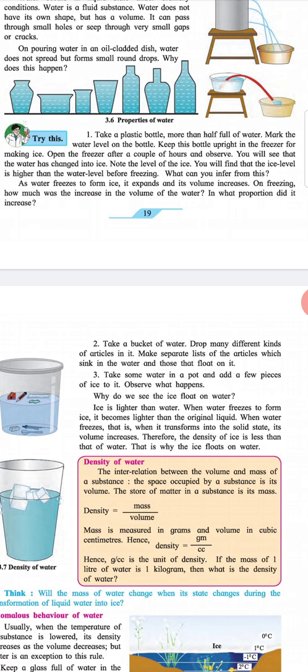What can you infer from this? As the water freezes to form ice, it expands and its volume increases. On freezing, how much was this increase in the volume of the water? In what proportion did it increase?